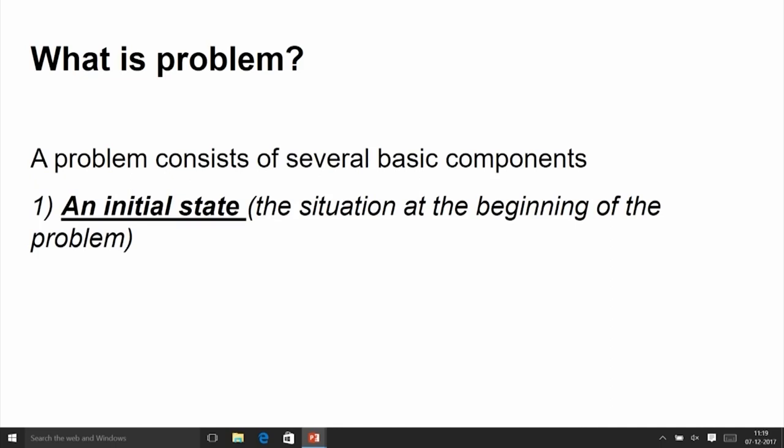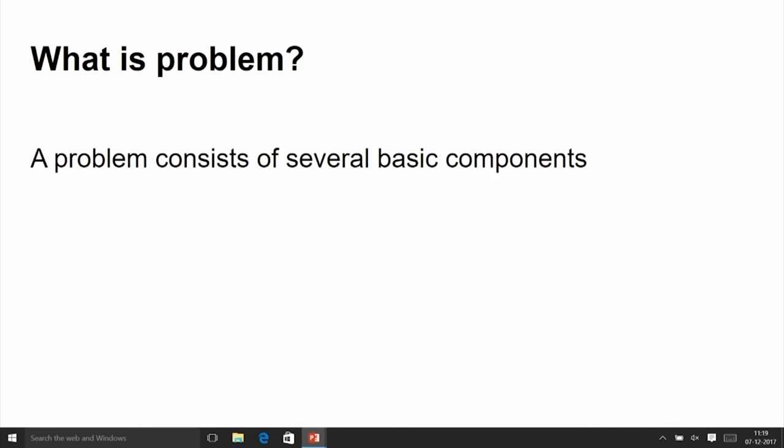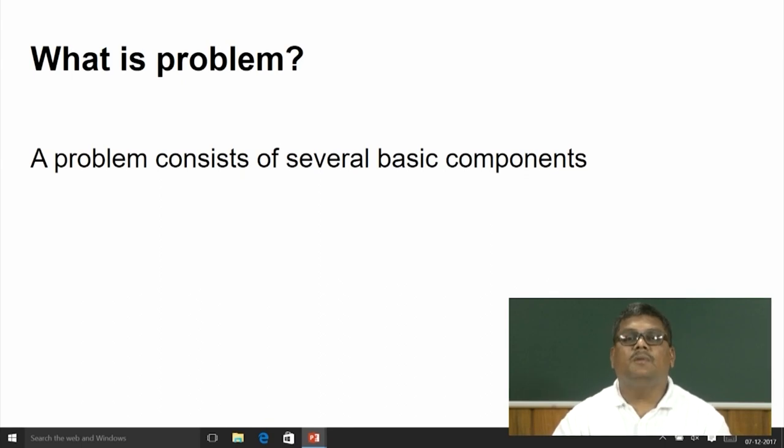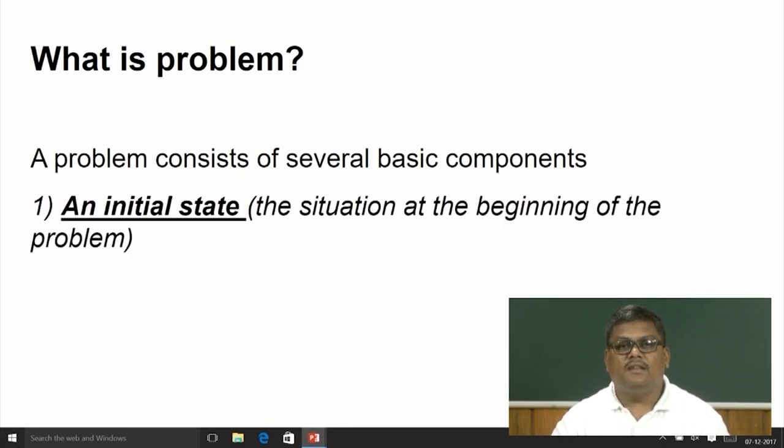So, what is a problem then? What do we call a problem? As I explained to you with an example of what a problem is, generally a problem consists of several basic elements. The first part of it is called the initial state. This is the situation at the beginning of a problem. This is the point at which a problem starts.